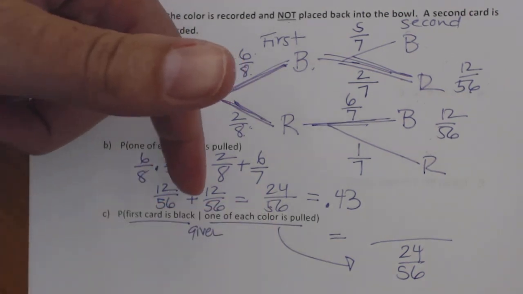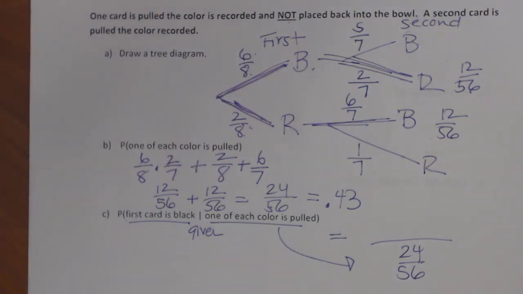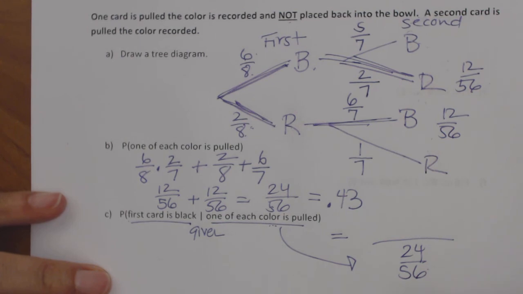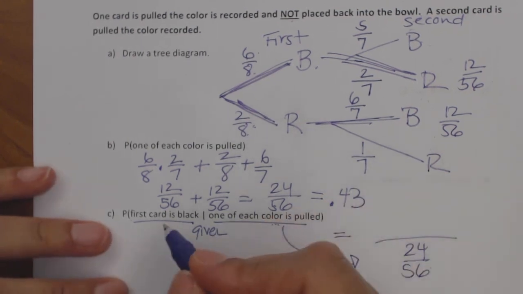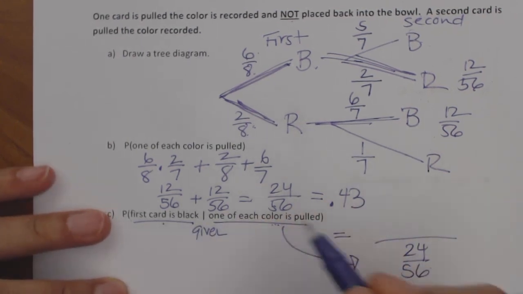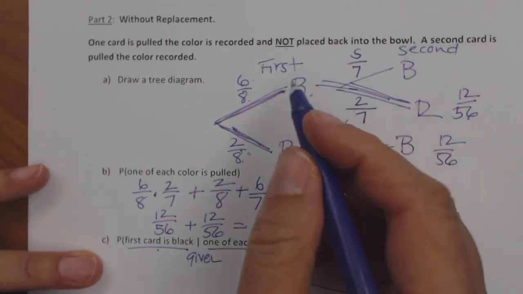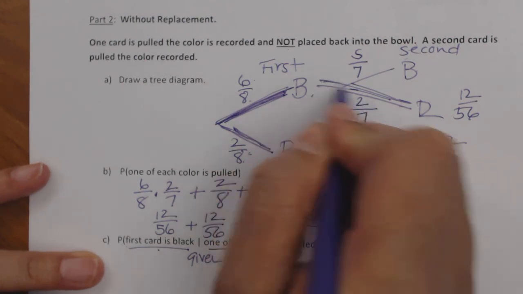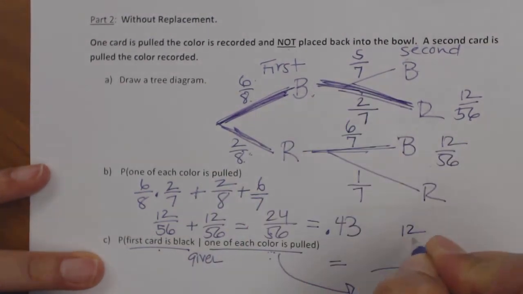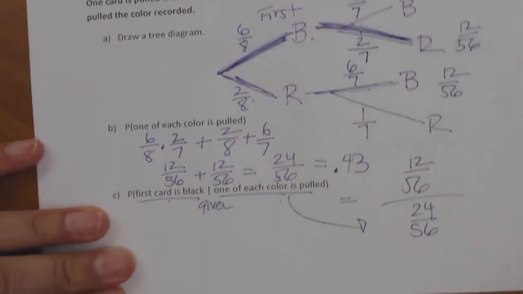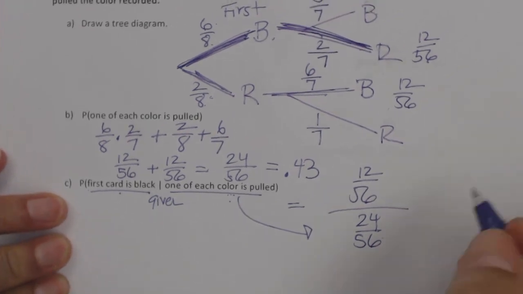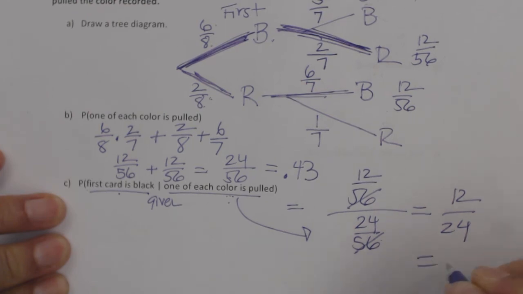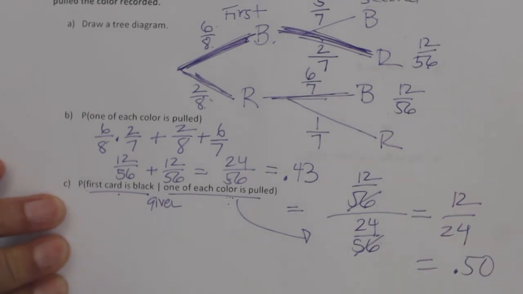So sometimes it might not just be the probability of one event. I made it work out easy here so that we could save a little time. So you might have to actually go and find that probability. So just be careful. All right, first card is black, given 1 of each is pulled. So what we're going to have to do, first card is black. So that's this pathway here, and 1 of each, so that's here. So 12 out of 56 divided by 24 out of 56. The denominators cancel out. That's 12 over 24, which equals 0.50.